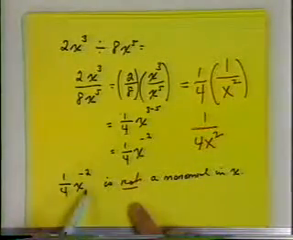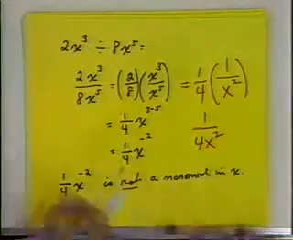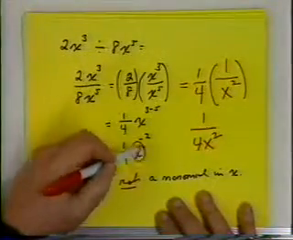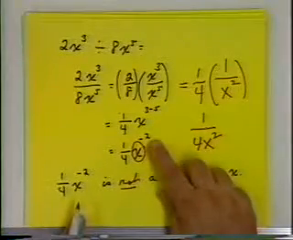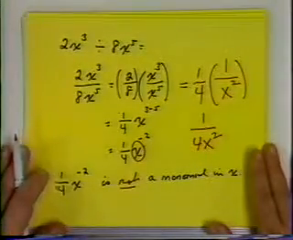However, this is not called a monomial in x, because to be a monomial in x, the exponent has to be a positive whole number. But that's not too crucial to talk about.